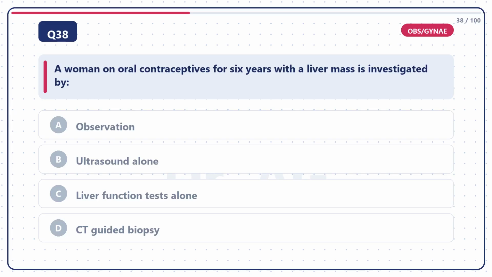Question 38. A woman on oral contraceptives for 6 years with a liver mass is investigated by option A. Observation. Option B. Ultrasound alone. Option C. Liver function tests alone. Option D. CT-guided biopsy.